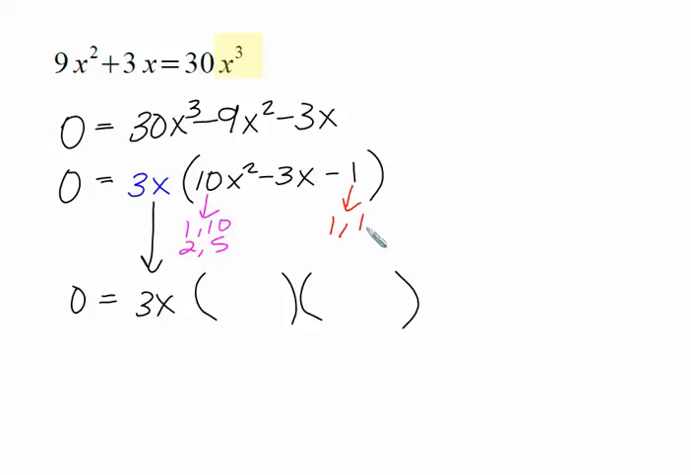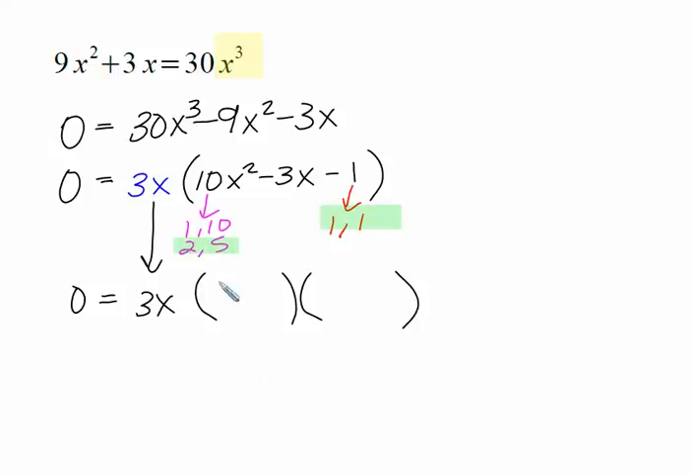If we pair up the 1 and 10 with the 1 and 1, 1 times 1 is 1, 10 times 1 is 10, and we can't subtract 1 and 10 to get 3. But if we pair up the 2 and 5 with the 1 and 1, 2 times 1 is 2, 5 times 1 is 5, and we can take their difference to get a negative 3. So when we pair these things up, we will be doing it that way. We're taking the 2 and 5 with the 1 and 1.